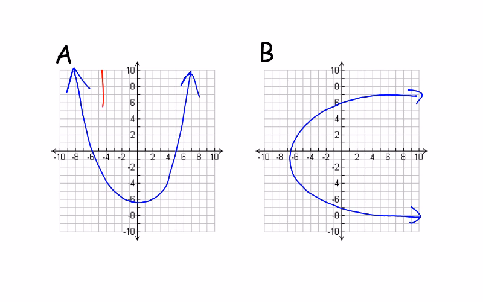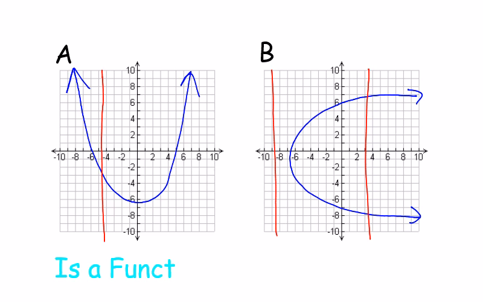I can tell because I can draw a vertical line anywhere on A and it will never touch more than once. However, if I try the same thing on B, the line touches twice. But what if I draw the line on graph B over here? Now it doesn't touch at all, so B is a function, right? No. Remember, I said it can't touch more than once anywhere, so in this case, my first vertical line disqualifies it. So, A is a function, and B is not a function.